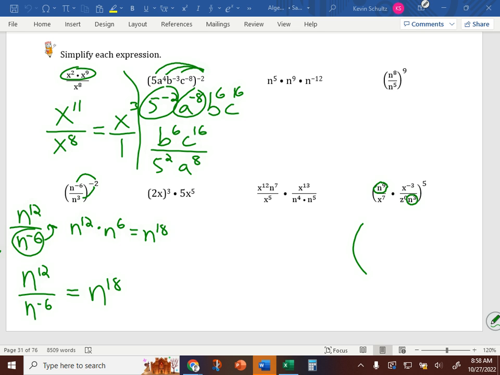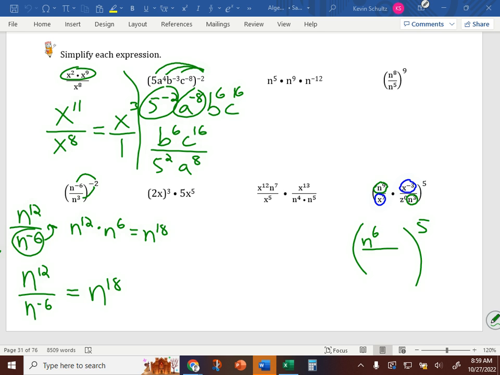So we're going to write this fraction. We're going to put that power of 5 out there. We've got n to the 6th up top because 9 n's minus 3 n's gives us n to the 6th. How can we combine the x's? We have x to the 7th in the denominator. We have x to the negative 3rd in the numerator. How are they going to all come together here?